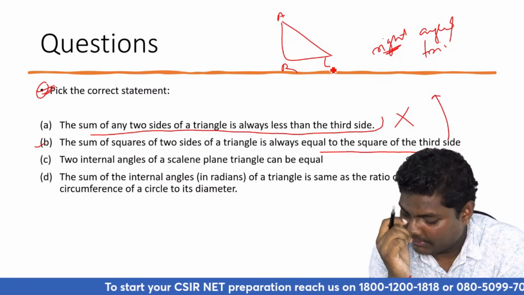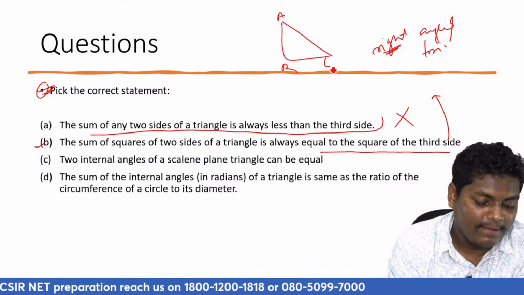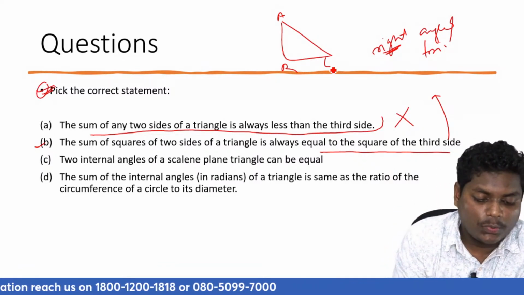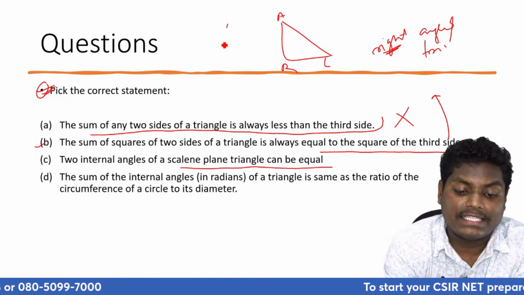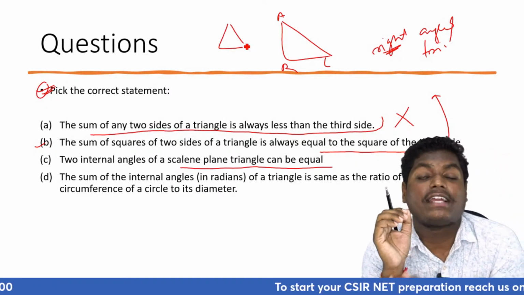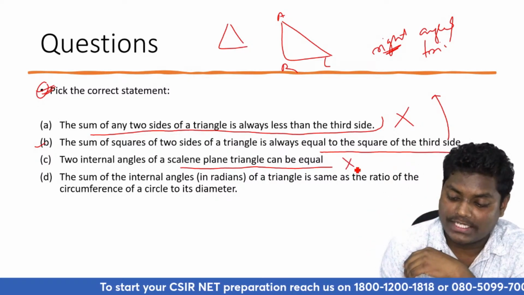Had this been a right angle triangle, we would have got it correct, by the Pythagoras theorem. Okay. Now the second option is saying that two internal angles of a scalene triangle are equal. Now we have only seen the very basic definition of scalene triangle. It says for a scalene triangle, all the angles are different. So this option is incorrect.